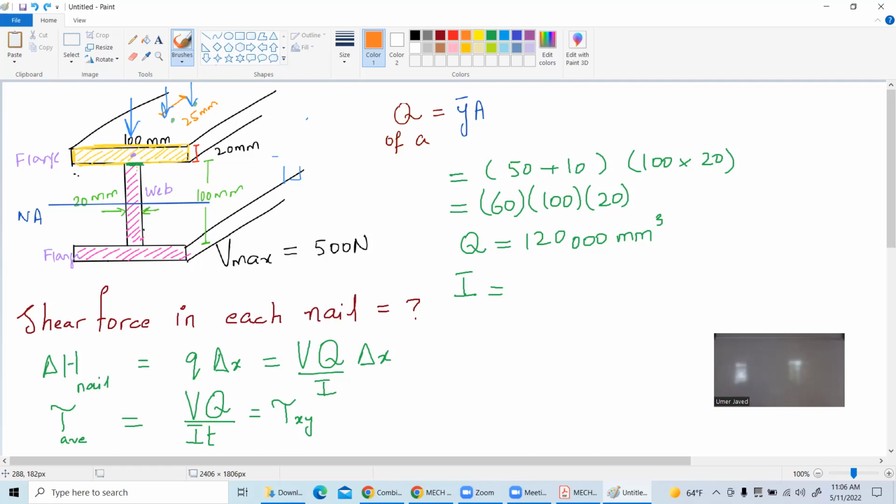This is a formula, we are not deriving it. We just need the moment of inertia. Find it, bh cube by 12. Okay, I will help you. Look, you have to say bh cube over 12.